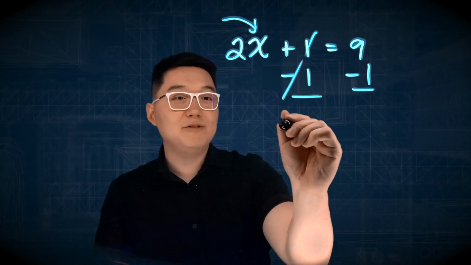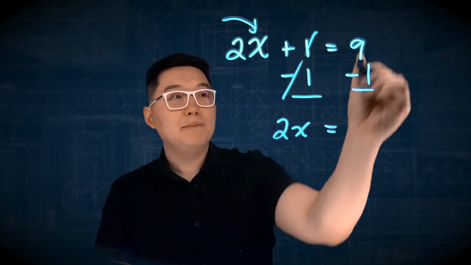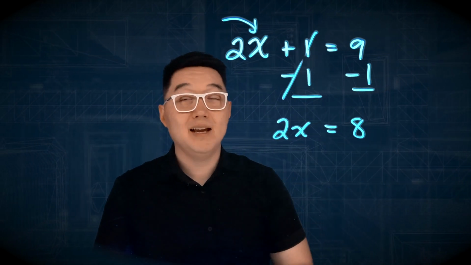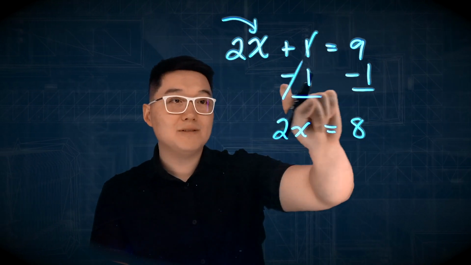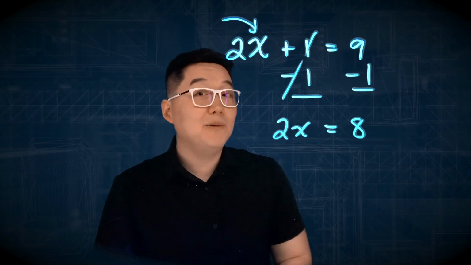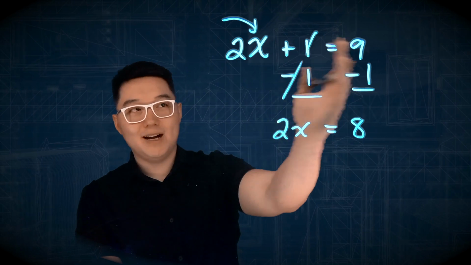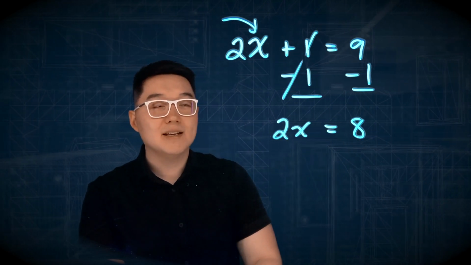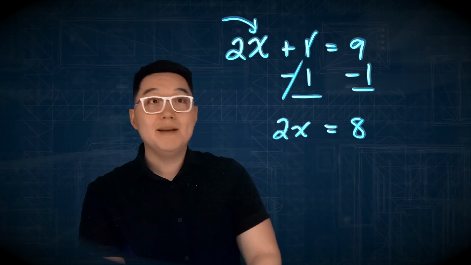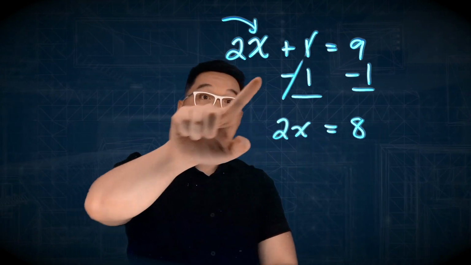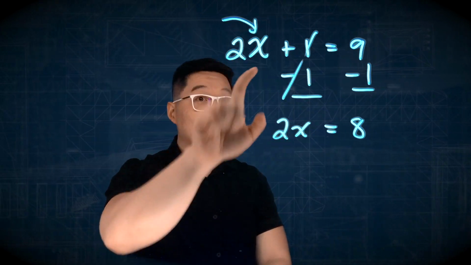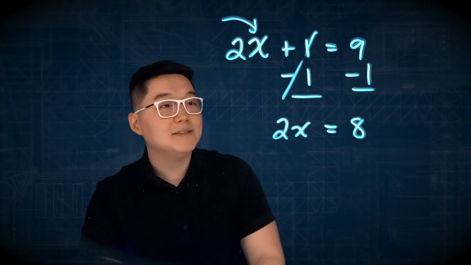So now we have 2x. But 9 minus 1 has to equal 8. And again, if we subtract 1 from the left side of the equal sign, we have to do the same thing to the right side. So 9 minus 1 is 8. That makes sense because 2x has to equal 8, and 8 plus 1 has to be 9. So it makes sense that this whole thing is equal to 8.